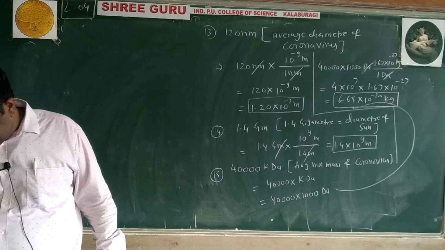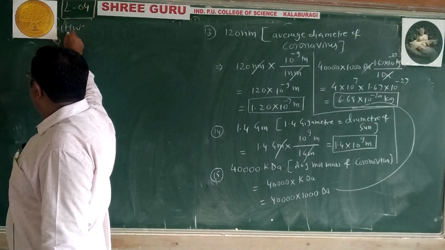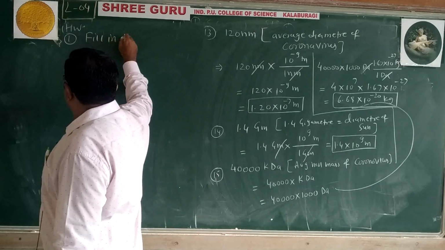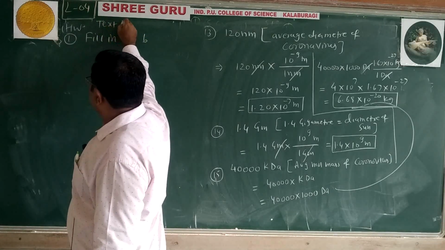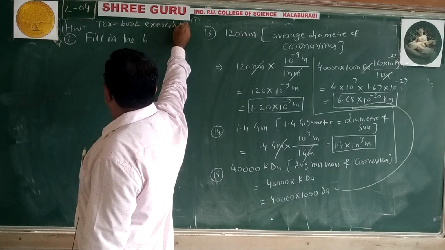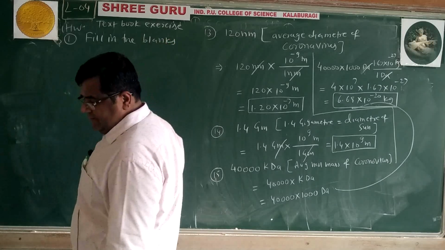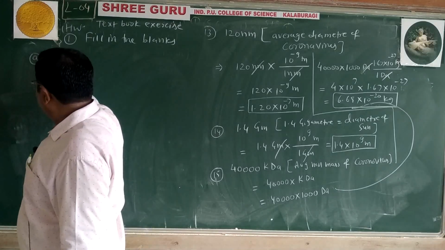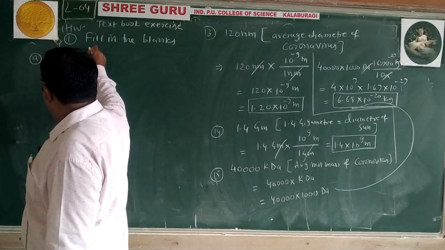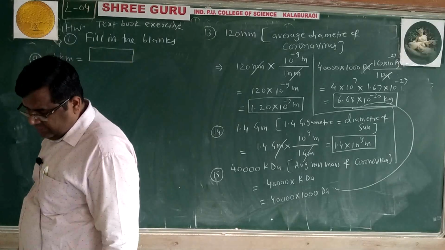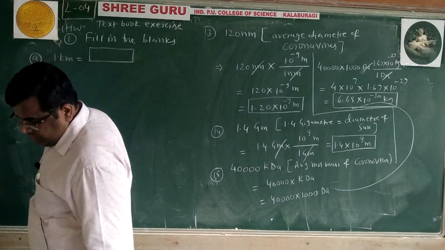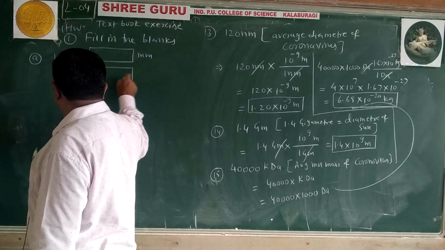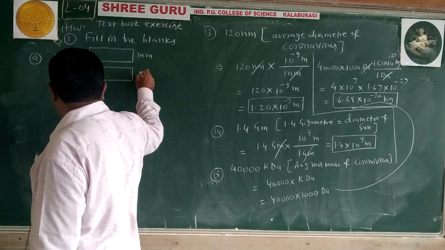everything will be clear. Now I will give you 2 questions for homework. The first one is fill in the blanks. These are the questions from textbook exercise. Let's see how you complete this. Fill in the blanks. 2 are there. The first one is 1 kilometer is equal to, this is blank, and millimeter, how many millimeter, and one more, 1 kilometer is equals to how many picometer.